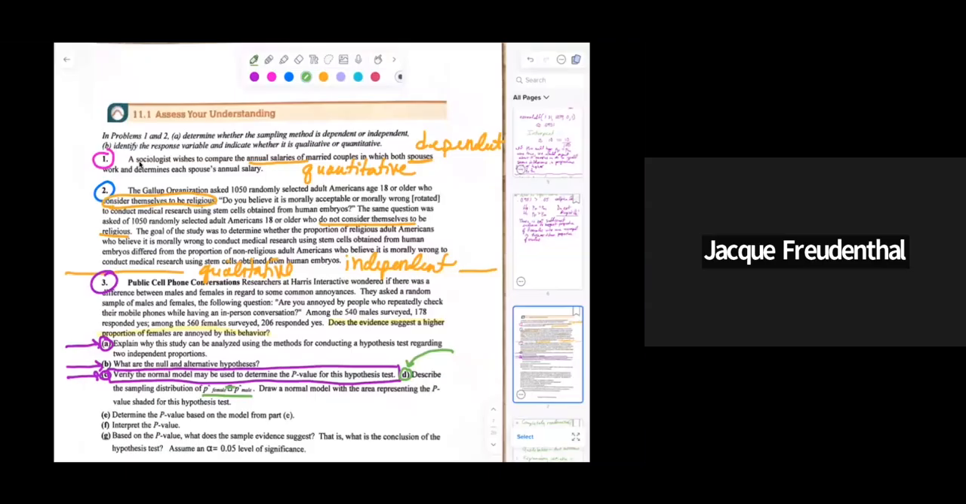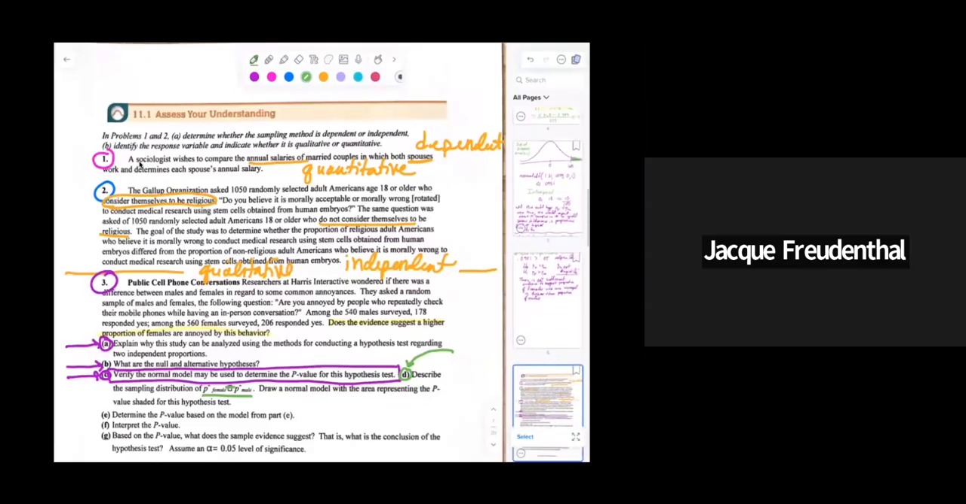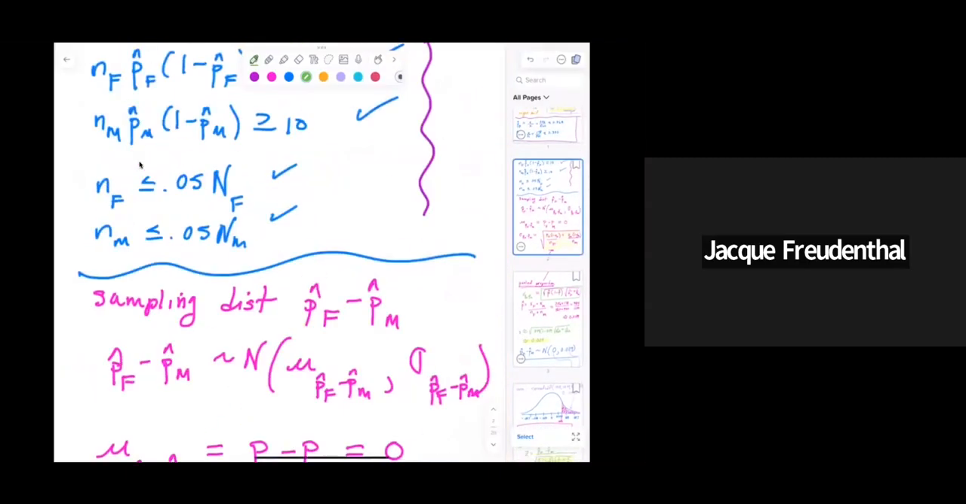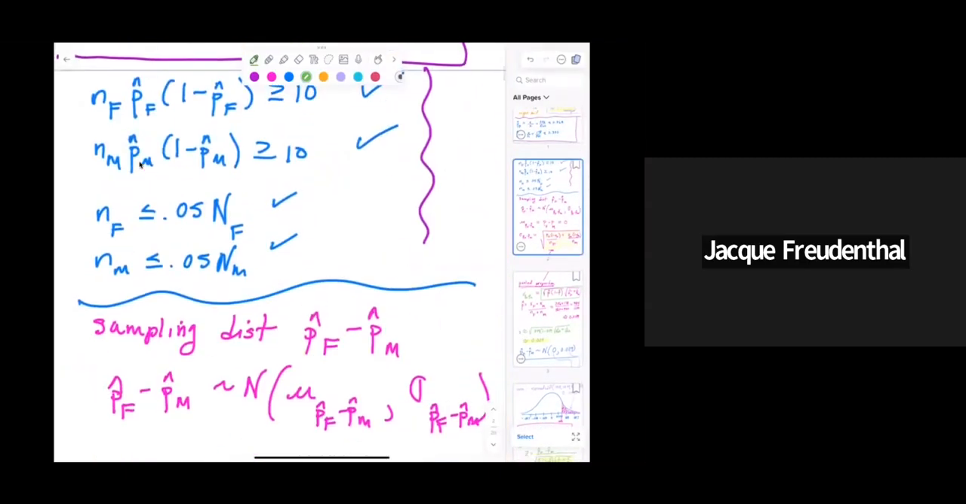Okay, so we're looking at the sampling distribution of p hat female minus p hat male, and then drawing the normal model with the area. So let's go back to my page here. The sampling distribution of p hat female minus p hat male, we know it follows a normal model. It meets the requirements, so it follows this normal model.